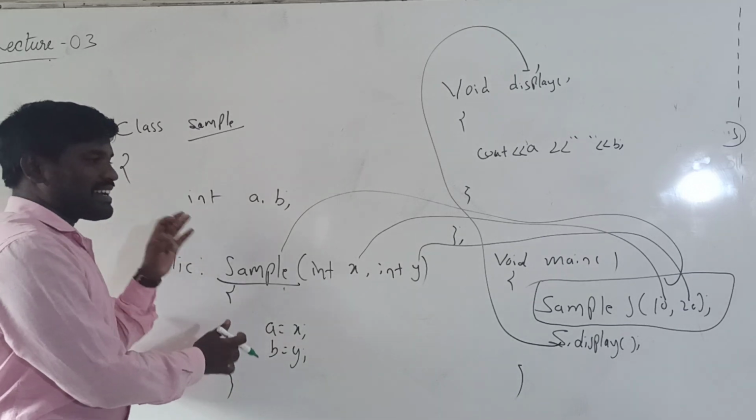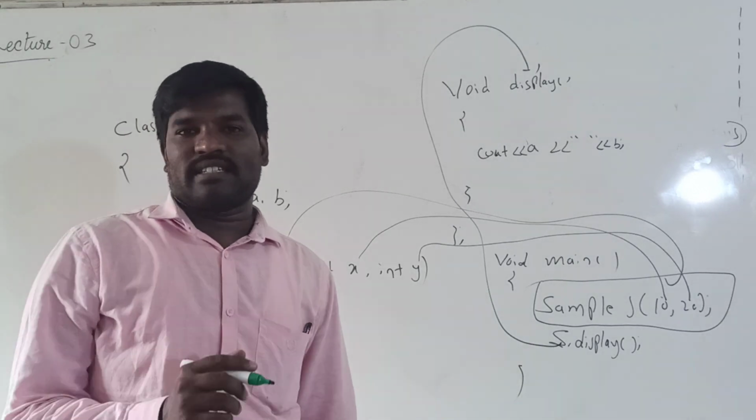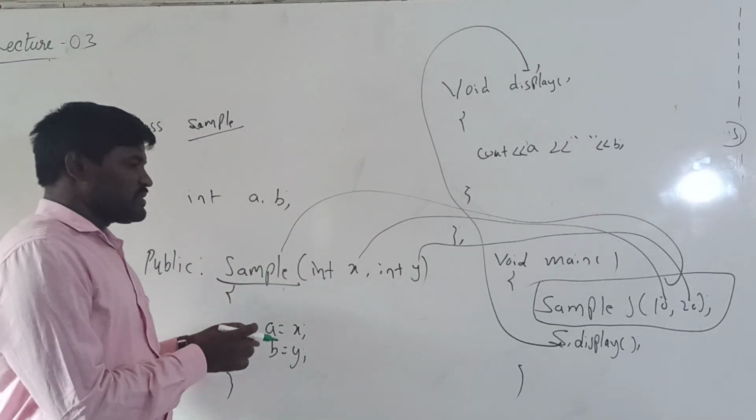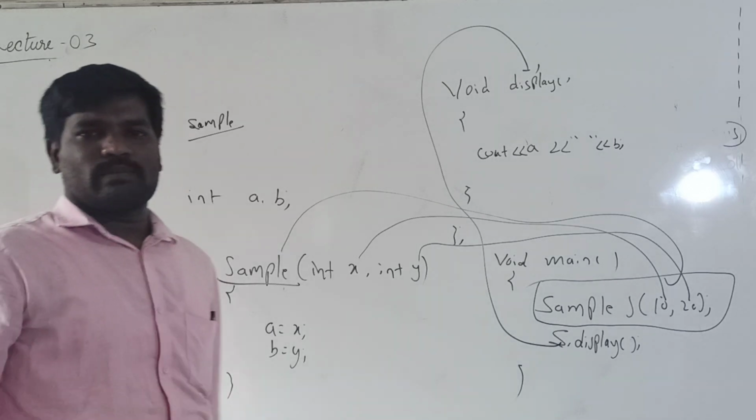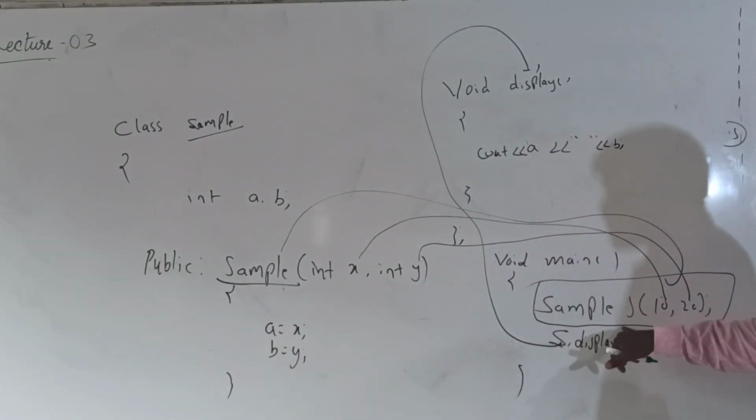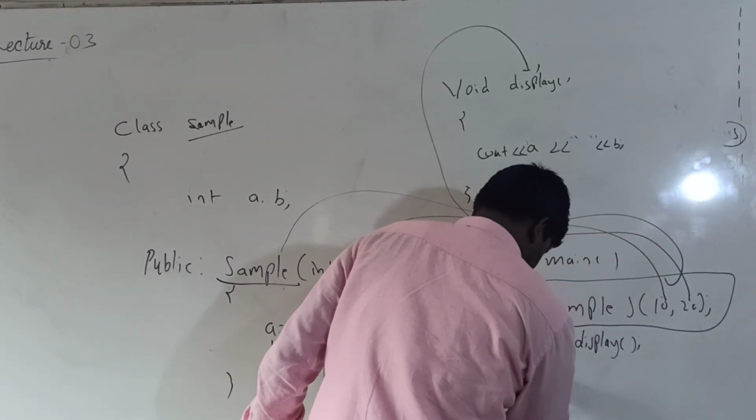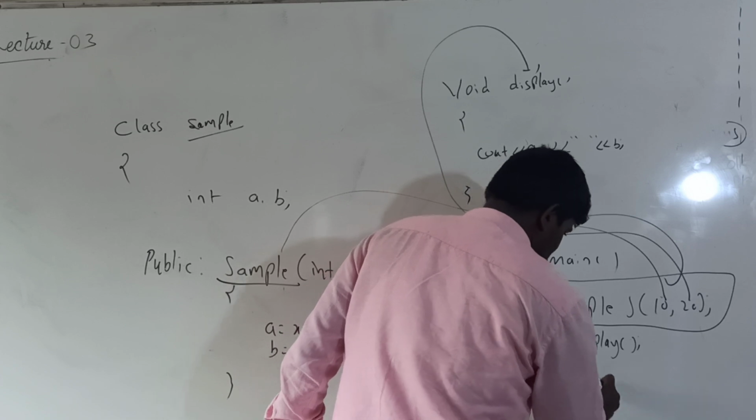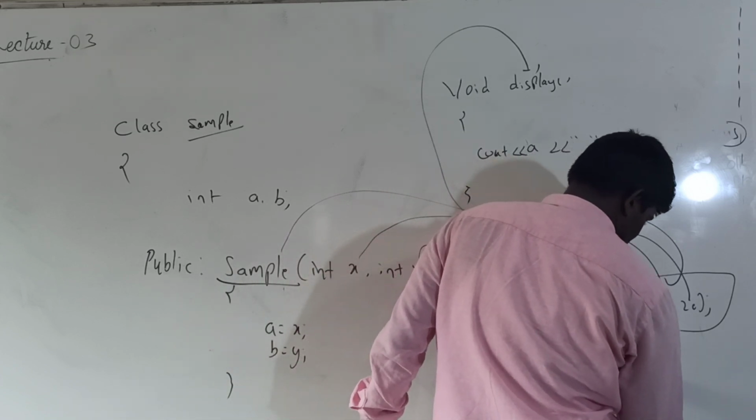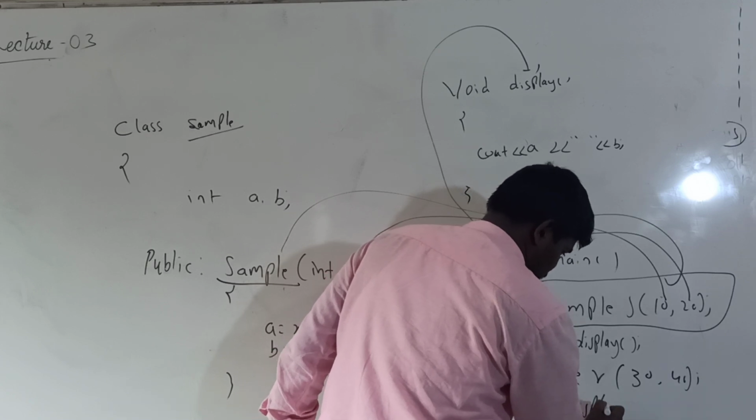This is the parameterized constructor, and the main advantage of using the parameterized constructor is that different objects with different initial values are possible. Here the first object is s, I can pass 10 and 20. Next I can create sample r(30, 40). Finally r.display.